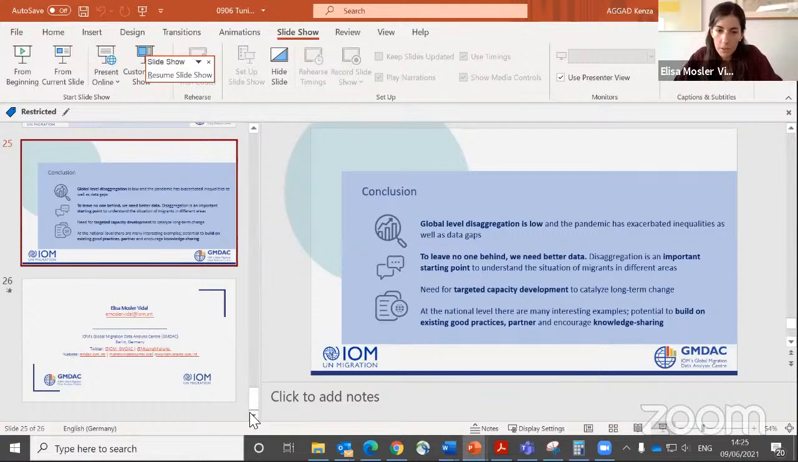And I'll just wrap up by also saying that, as I mentioned, there are a lot of interesting, innovative examples of existing disaggregation at the national level. And so when it comes to knowledge sharing and existing good practices that can be shared between countries, there's a lot more to be done.